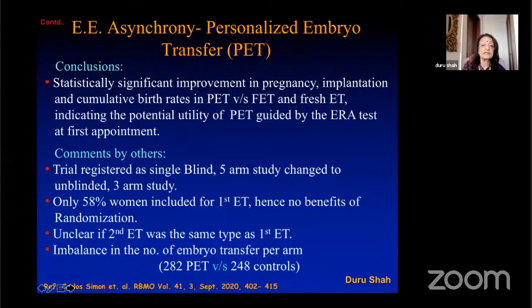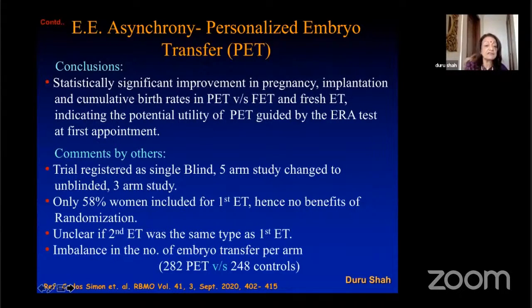The conclusion of this study was therefore that a potential utility of PET guided transfer by the ERA test at the first appointment has to be done. Of course, the disadvantage is that you have to do the ERA test in the previous cycle for you to understand because it involves taking tissue from the endometrium and assessing, and therefore you need to freeze the embryos and transfer them into the next cycle.